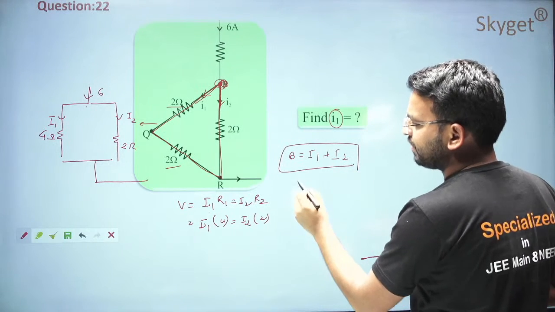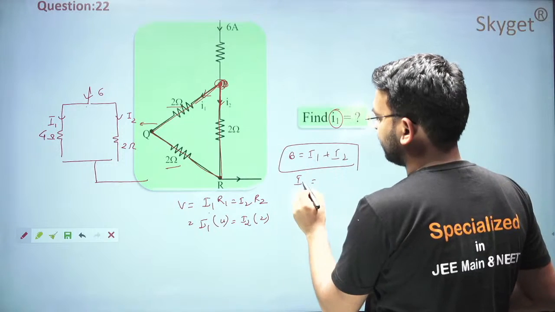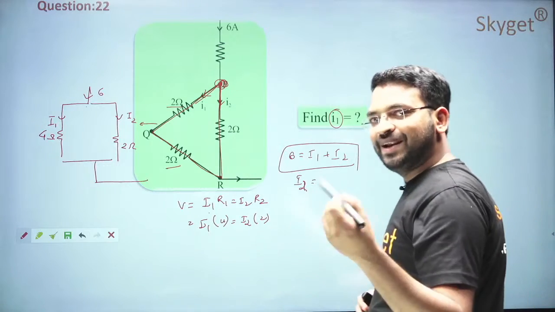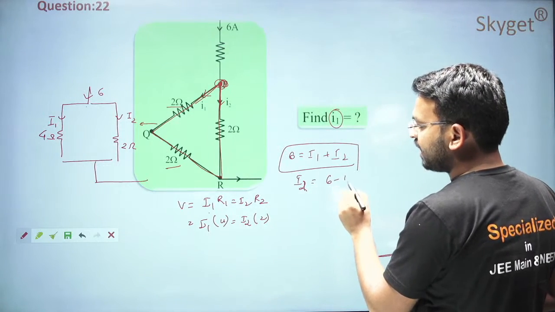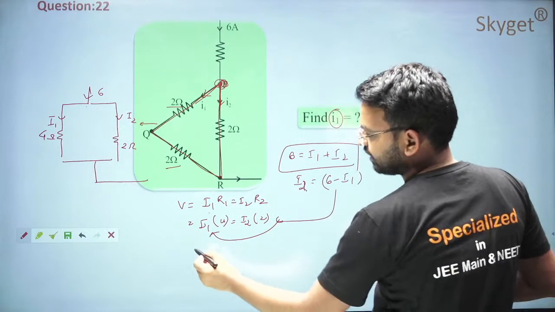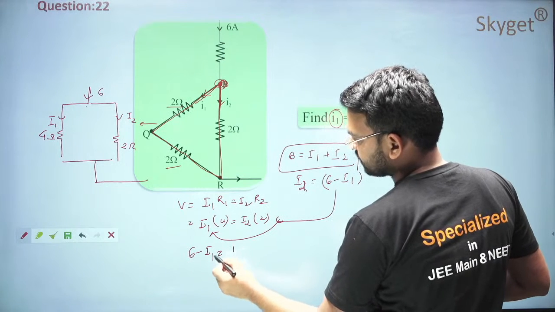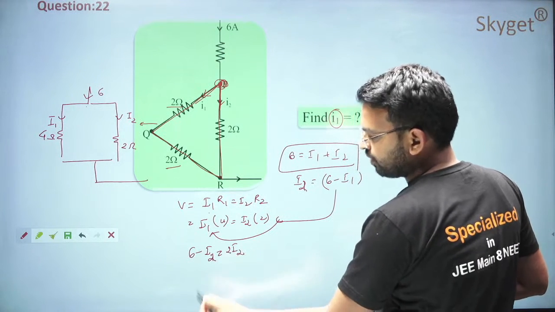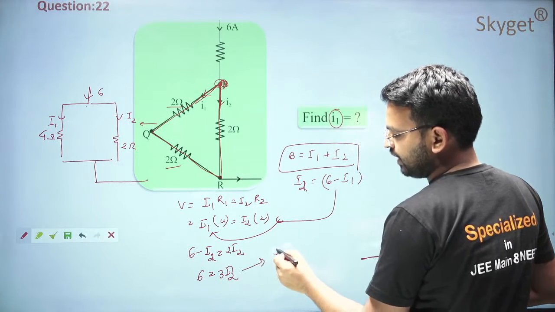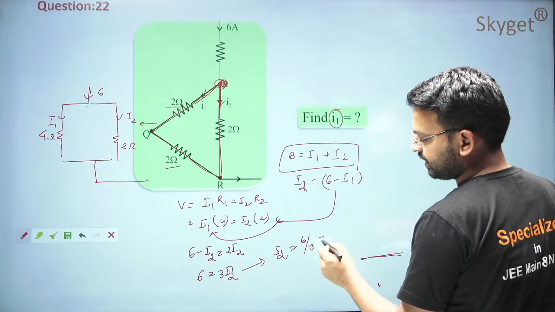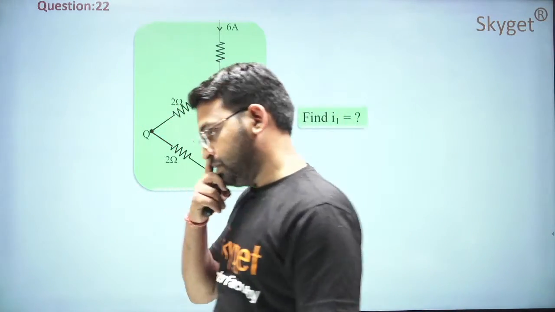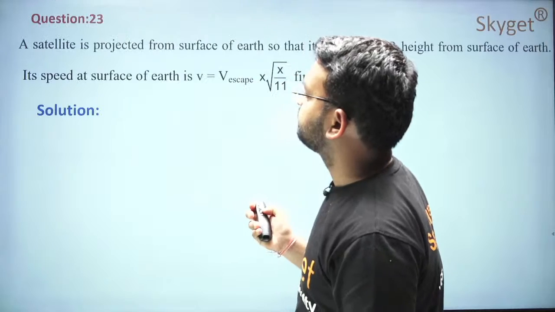If you solve these two equations, it is simple. I1 is what we have to find, so I'm going to replace I2 with 6 minus I1. If I place this value in this equation, I can write 6 minus I1 equal to 2 times I1. So 6 equal to 3 times I1, and so I1 is going to be nothing but 6 over 3, that is 2 ampere. Simple current and voltage question. I hope you understood the logic.